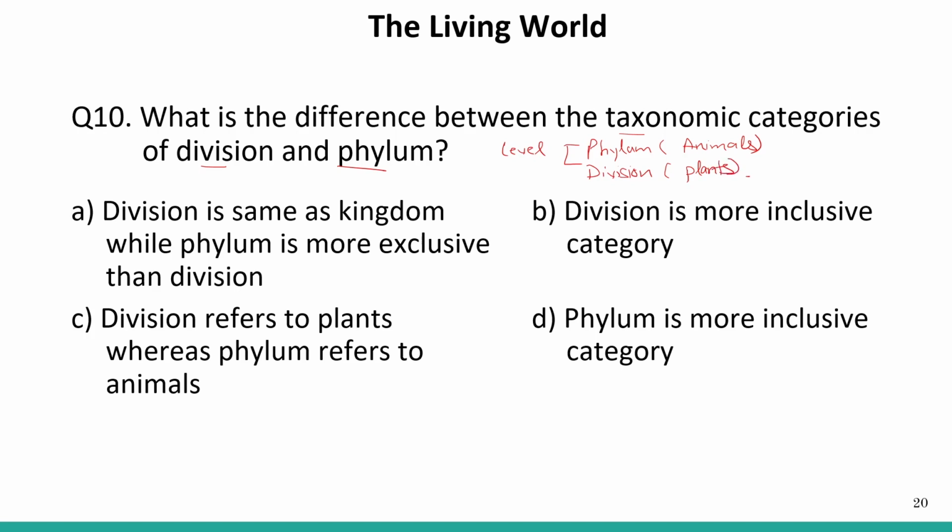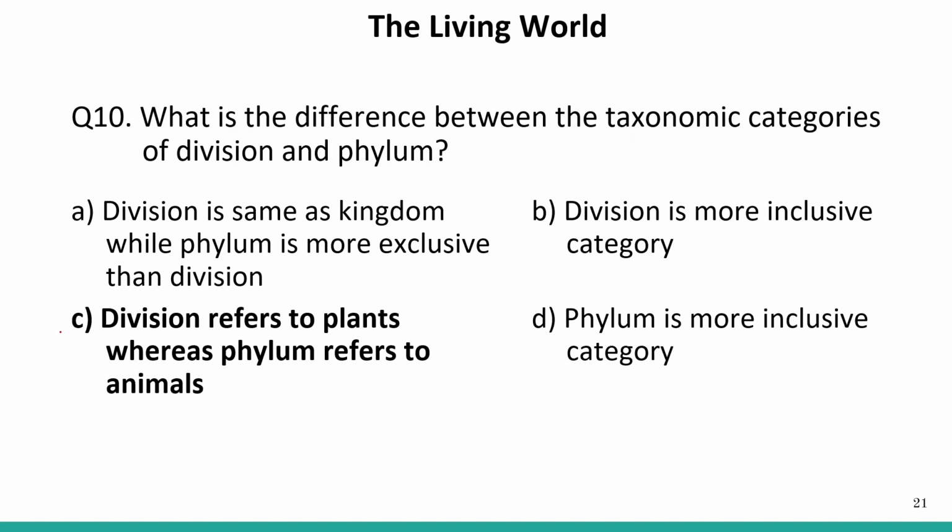Okay, now the options are: division is same as kingdom, while phylum is more exclusive than division. This is not true. Option B is division is more inclusive category. Again, not true. Option C is division refers to plants, whereas phylum refers to animals. So this is correct. And the fourth option is phylum is more inclusive category. So this option is also not correct. So option C is the correct answer here.